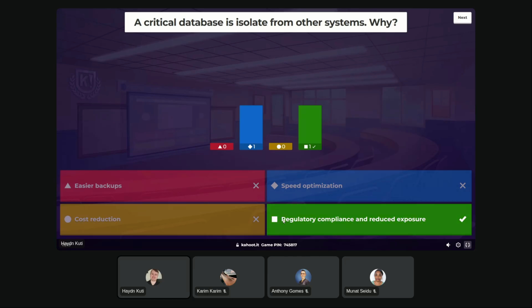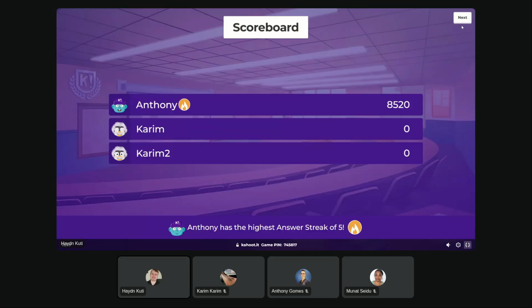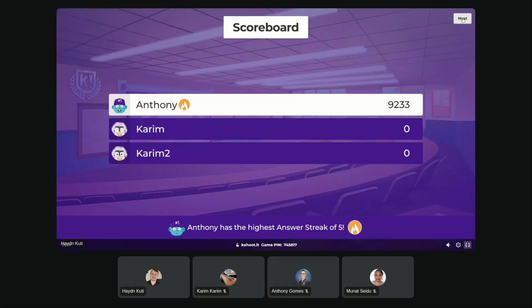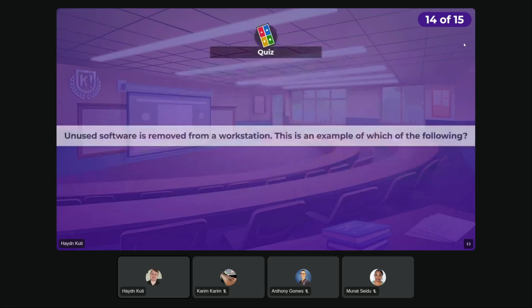Yeah, isolate it because you've got to keep your stuff safe and reduce the exposure. If someone breaks in to your server and your critical database is segmented off, then the attacker can't get to it, at least not as easily. Anything to make it harder.